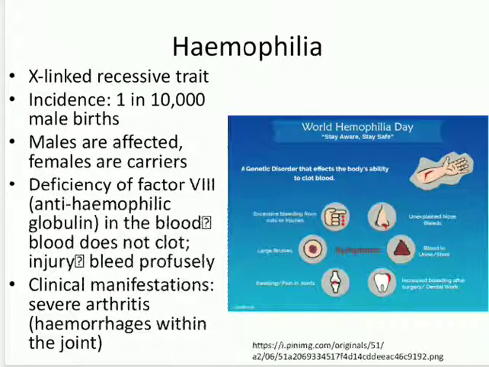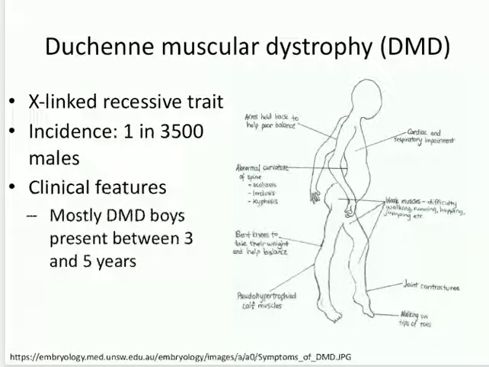So there will be profuse bleeding, and there can be bleeding from the nose, blood in urine, and blood in stool. Whenever there is a surgical procedure on a tooth, there will be profuse bleeding, and the patient can bleed inside the joint cavity, leading to severe arthritis. Duchenne muscular dystrophy is again an X-linked recessive trait.